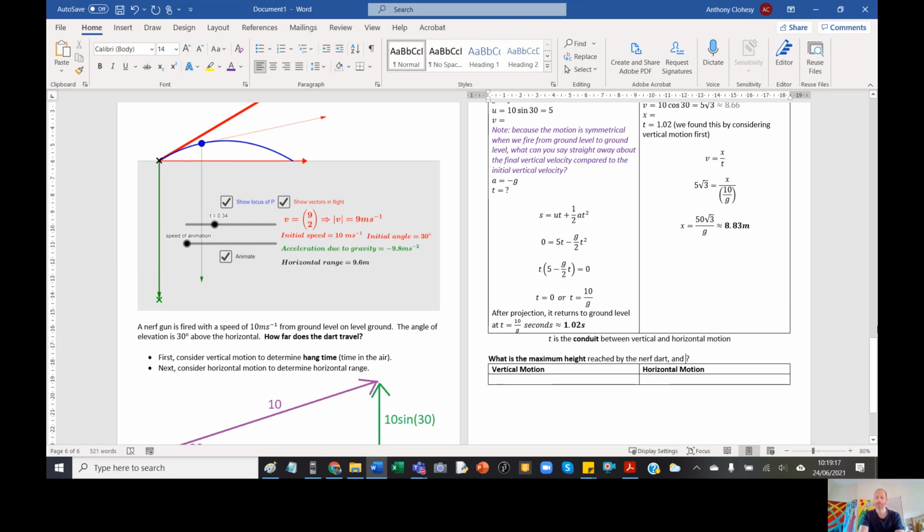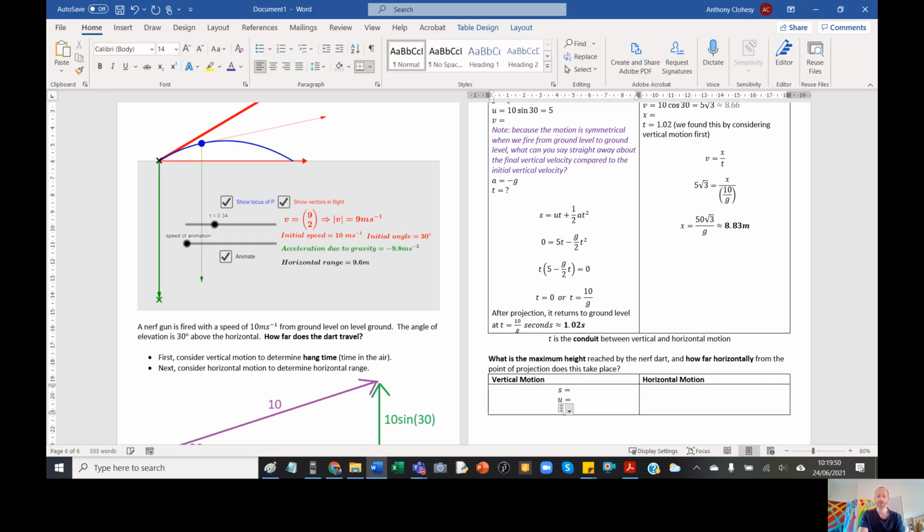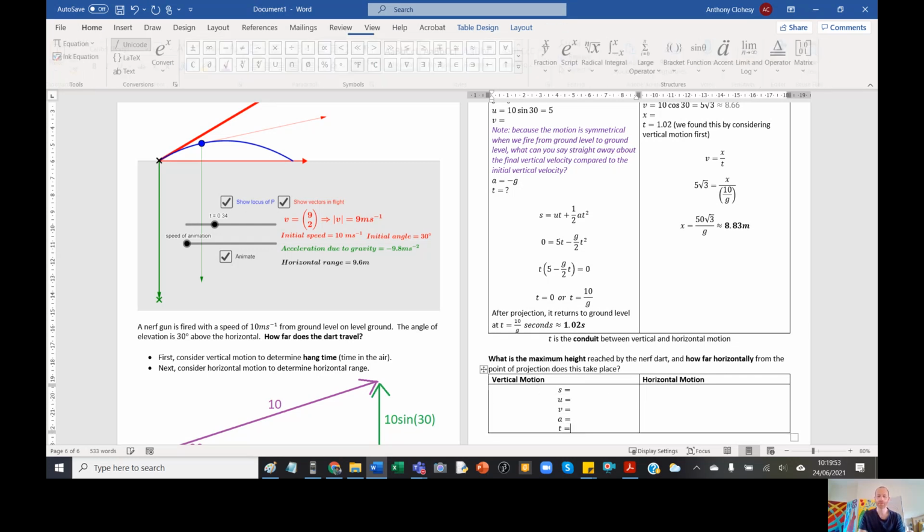And how far horizontally from the point of projection does this take place? So now it's got the maximum height, which is clearly vertical, but also the horizontal distance to that point, which is obviously to do with horizontal motion. Let's start with the vertical motion. And as we've done before, S, U, V, A, and T.